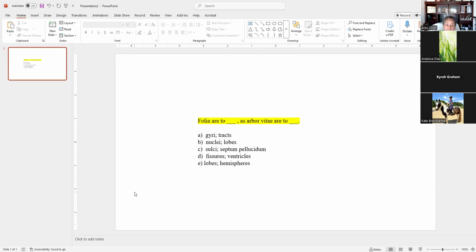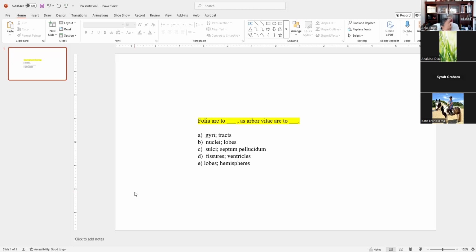Comparing the brain to the cerebellum. That's what this question is. It's comparing the cerebrum to the cerebellum, the features on the cerebrum to the cerebellum. Okay. I want to say A. Yep, good job. Folia are to gyri as arbor vitae is to tracts.